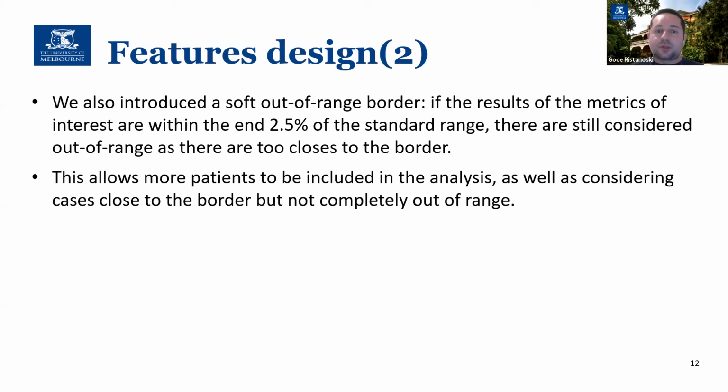One of the things that we also did was introduce a soft out of range border. So usually for these metrics, when we have an out of range value, it shows up like a red flag in the report to the GP, and the GP will have a very good look at it because it's properly marked. However, if it's still within the normal range of values but very close to the border, particularly the end 2.5% or combined 5% at the end of the range, then it will usually not show for the GP, which means they can just ignore it and consider it a regular result. However, we did notice that a lot of the patients experience values for the metrics within this far end of the standard range, and we wanted to make sure that that's also included and considered every time we are analyzing this data.